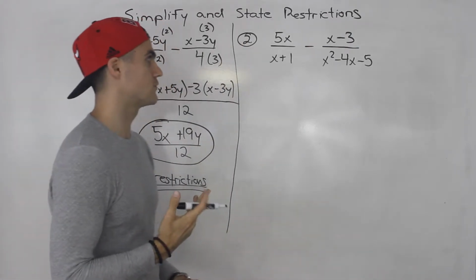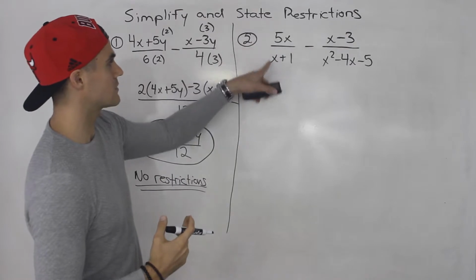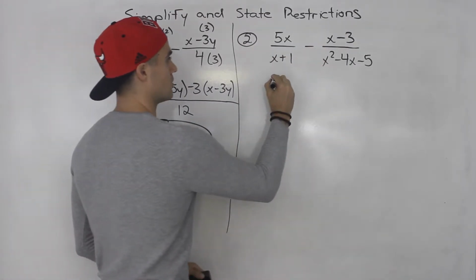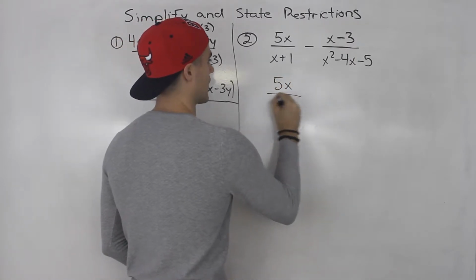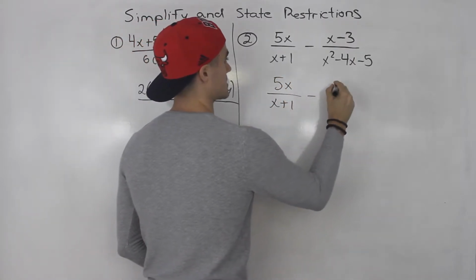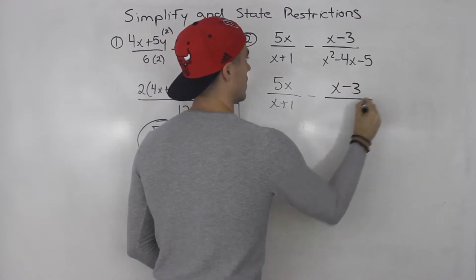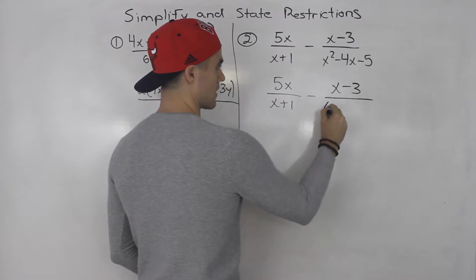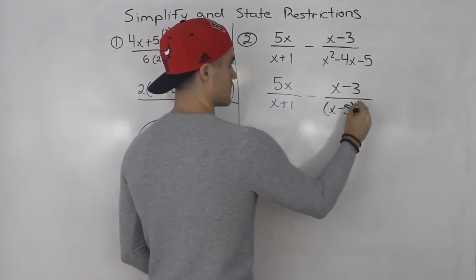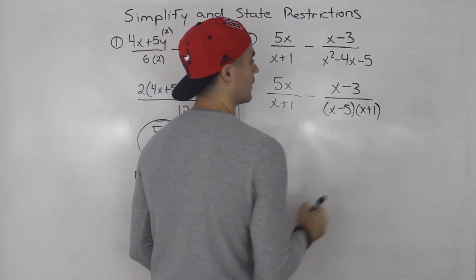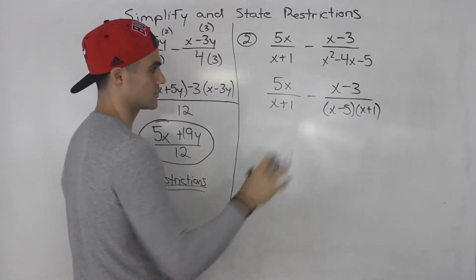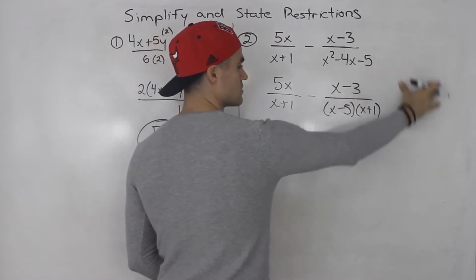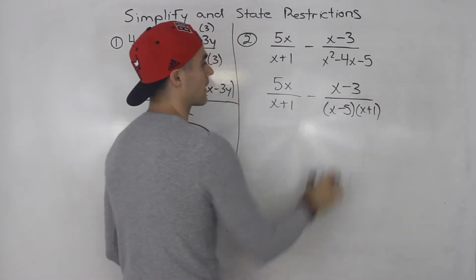Okay, number 2. First step you want to do, factor. Can't factor, can't factor, can't factor. Here, this could factor. So 5x over x plus 1 minus (x minus 3) all over, what would x squared minus 4x minus 5 factor to? That would be (x minus 5)(x plus 1) when you do decomposition. You could do it on the side here. If you can't do it right away, just do the factoring on the side and then bring it back over here.